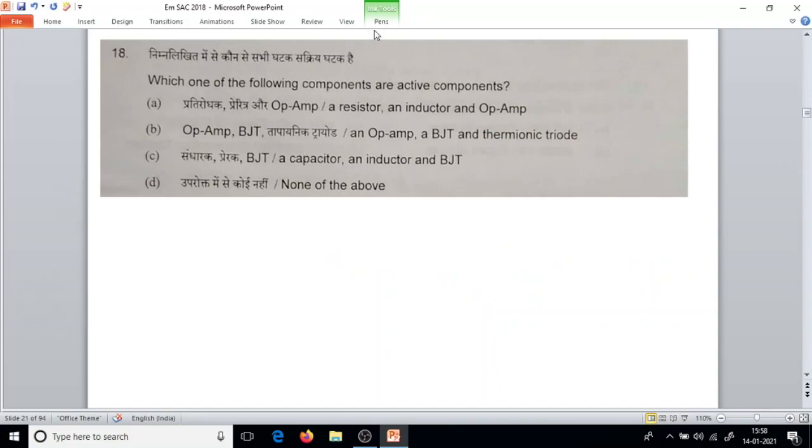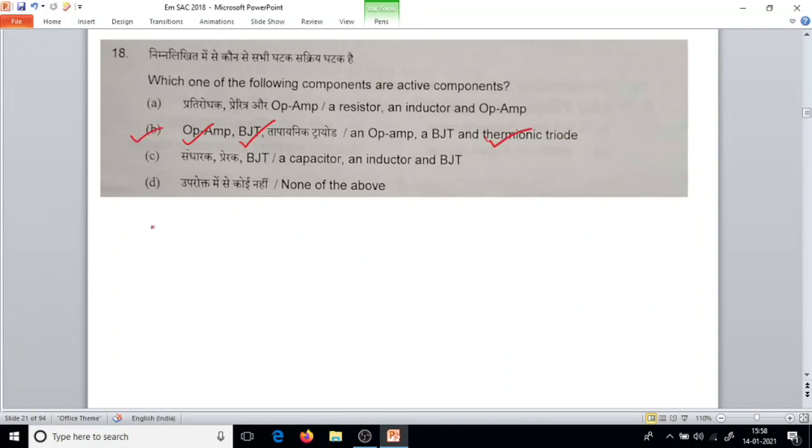Question number 18. Which of the following components are active components? Op amp is an active component. BJT is an active component. But a thermionic valve is not active. The thermionic triode means thermionic valve, it is a valve. A thermionic diode is not an active device, but a thermionic triode is an active device. Or pentode, tetrode, all are active devices. So the answer is option B.